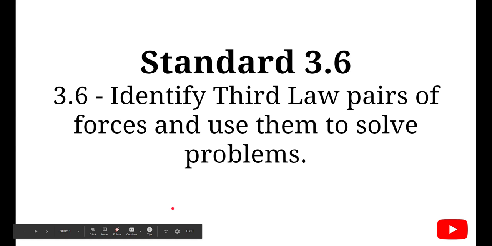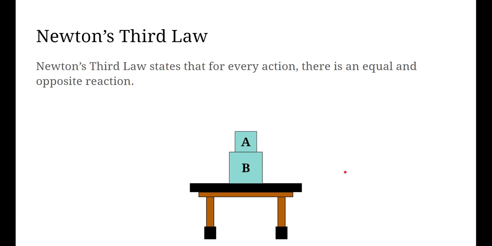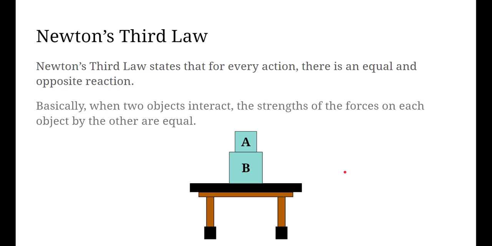Here are the notes for standard 3.6, which is to identify third law pairs of forces and use them to solve problems. Newton's third law states that for every action, there is an equal and opposite reaction. And so basically when two objects interact with one another, the strengths of the forces on each object by the other are equal.